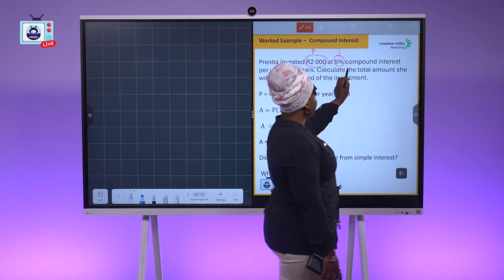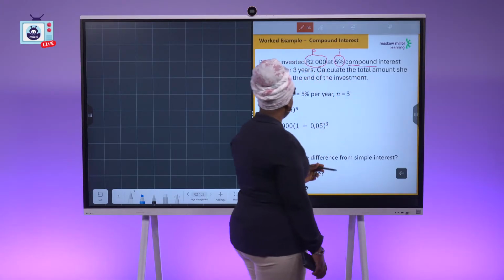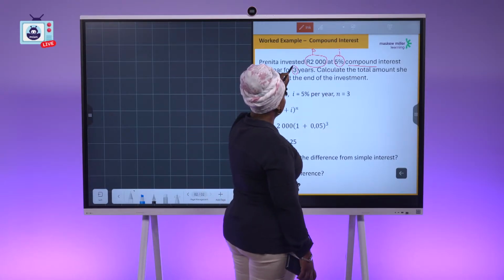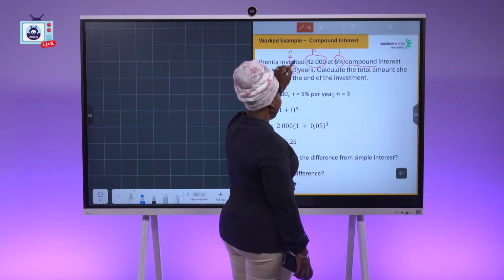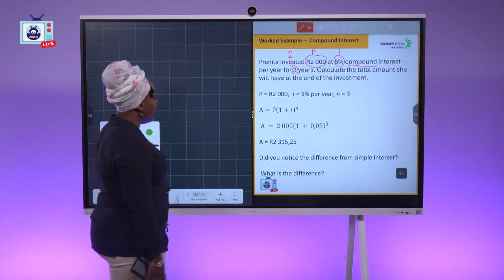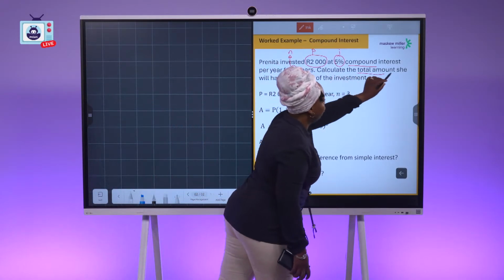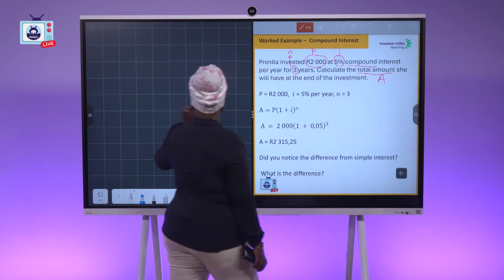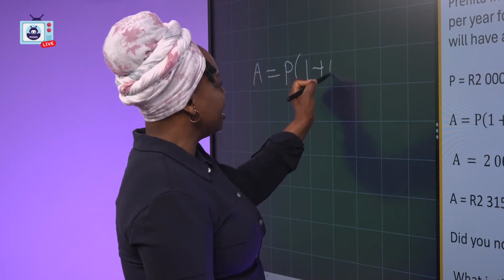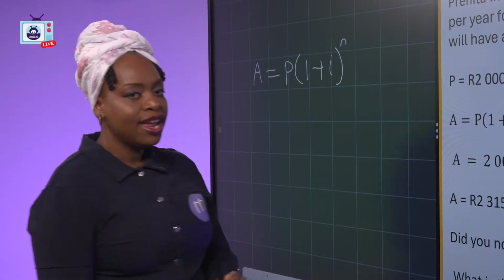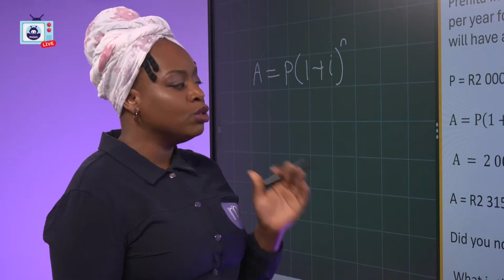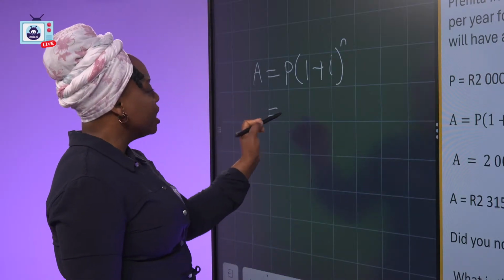But now it says that it's compounded. So for the fact that it's compound interest, we are going to use a different formula. But our years, or our value of N, is still the same as 3. And we are asked to calculate the total amount, which is what we are looking for as the value of A. So let's do that. We had A equals P, open the bracket, 1 plus I to the exponent N. Very, very important. Always try to put your formula down and then you substitute. That is your key.